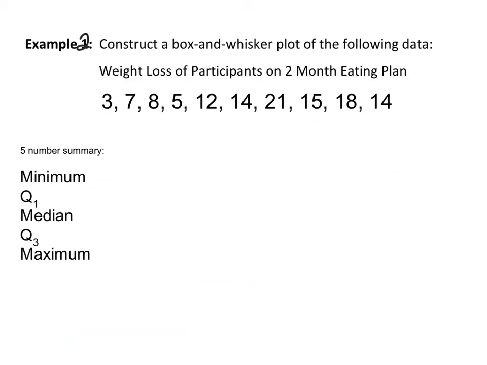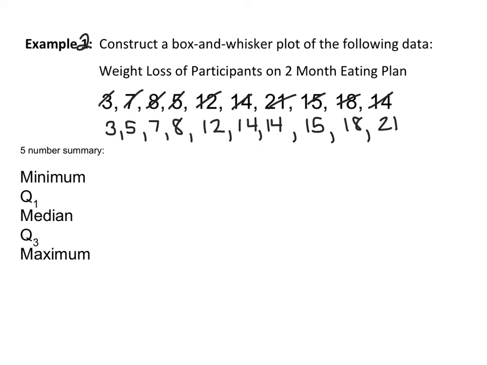We're going to make one more box and whisker plot. This time I've given you an even set of numbers that are the pounds lost of weight loss participants on a 2-month eating plan. The first thing that jumps out at me is these numbers are not in order, so quickly reorder them from least to greatest. I crossed them off as I numbered them, and I counted 10 values.